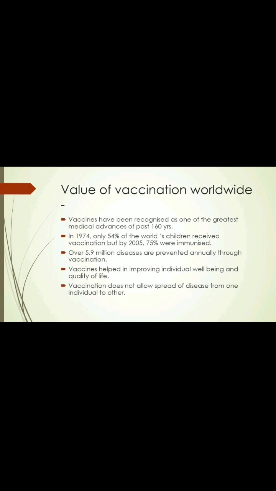The next topic is the value of vaccination worldwide. Vaccines have been recognized as one of the greatest medical advances of the past 160 years. In 1974, only 5% of the world's children received vaccination, but by 2005, 75% were immunized. Over 5.9 million deaths are prevented annually through vaccination. Diseases that are prevented because of vaccination are varicella, diphtheria, tetanus, pertussis, Haemophilus influenzae, hepatitis B, measles, polio, and tuberculosis.